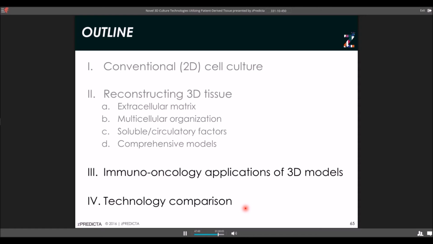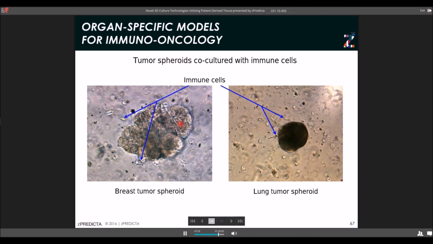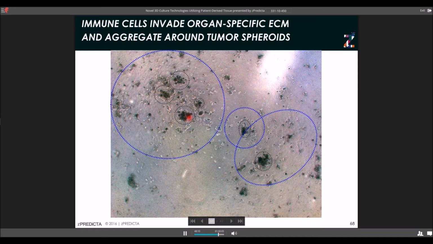So one use of a lot of the models that reconstruct the extracellular matrix is simply setting up tumor spheroids in the extracellular matrix and then allowing the immune cells to migrate into the tissue and to identify the tumor spheroids. And what's interesting when we did that, so here in these little gray circles are tumor spheroids, and you can see that the immune cells, once they infiltrate the extracellular matrix, they really aggregate in the vicinity of the tumor spheroids, really going after these cells.